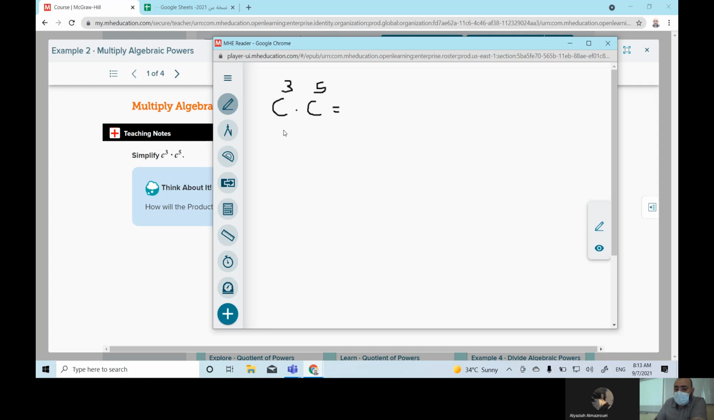So we can use the rule directly because here we have the same base, here C and here C. The rule says when you want to multiply two variables with the same base, add the exponents. So 3 plus 5 will be C exponent 8. Who has any question here? Is it clear for all? You wrote the answer? Okay.